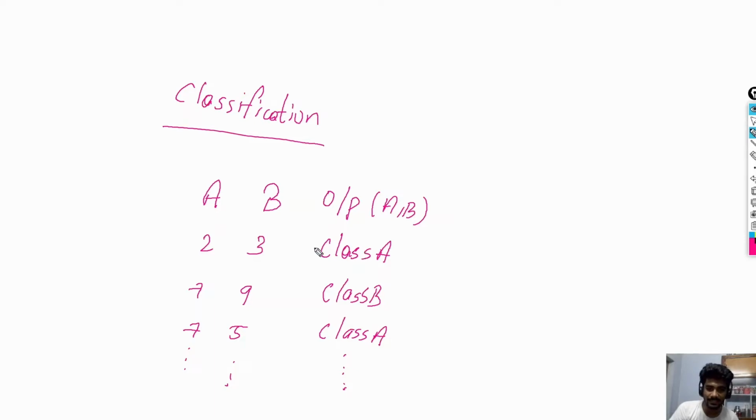Why do I call this classification data? Because the output variable here says that the data belongs to either class A or class B. So this is called classification, because we are trying to classify the data based on AB values. We are trying to classify the data into two types, either class A or class B. So this kind of problem is called a classification problem.